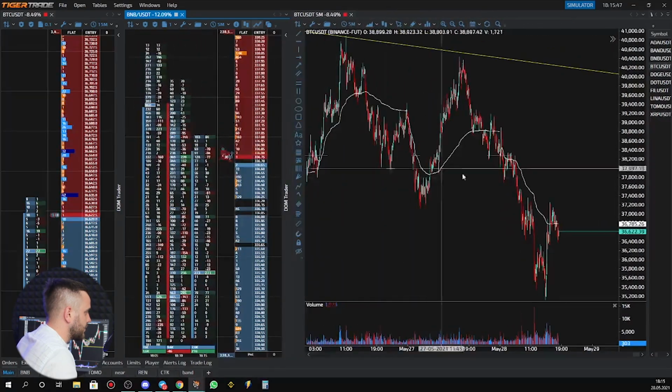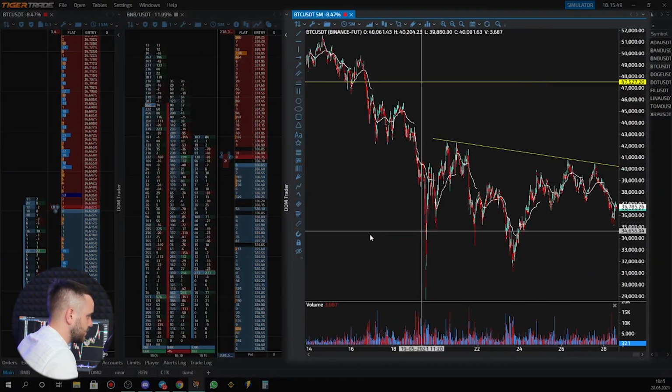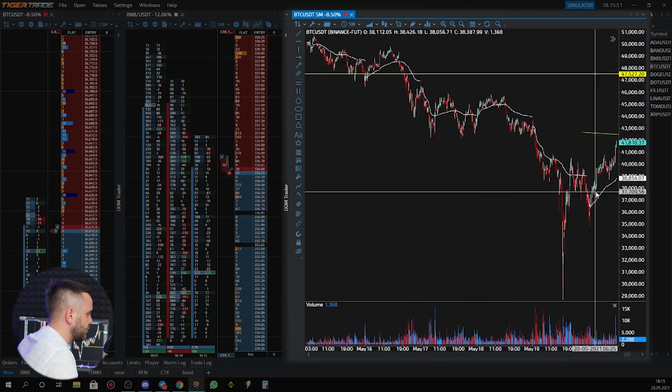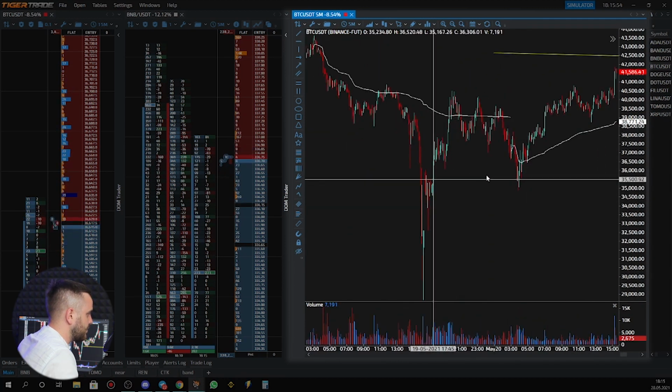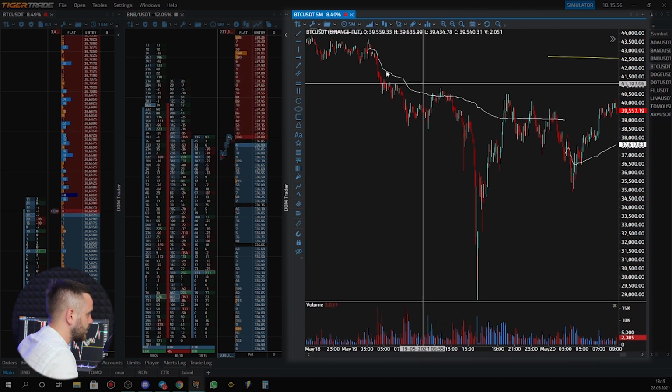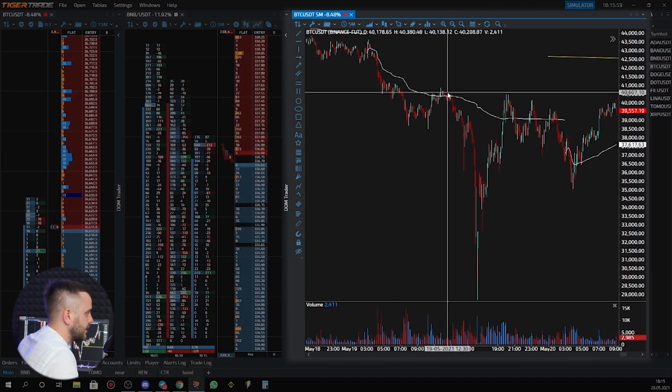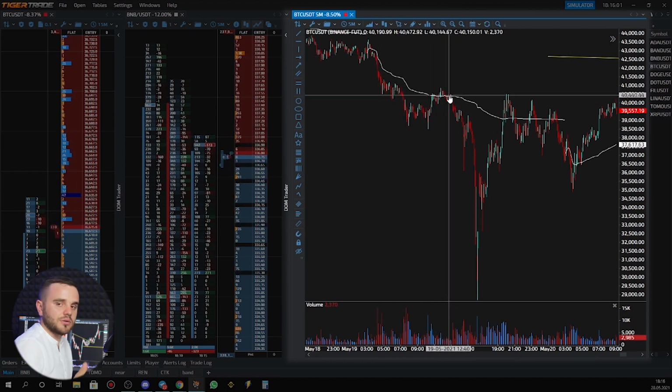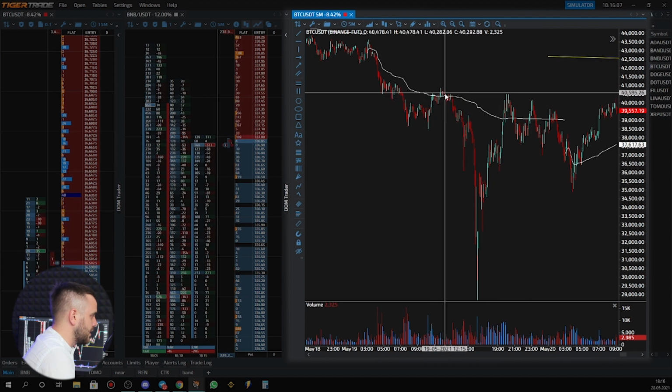Let's summarize. VWAP shows you the balance of the day. VWAP shows you the average position of the day. Here is an example of how VWAP played out. Take a look, it shows you the average position of a day. VWAP is an intraday indicator. It is not a weekly indicator. And take a look at what happened.